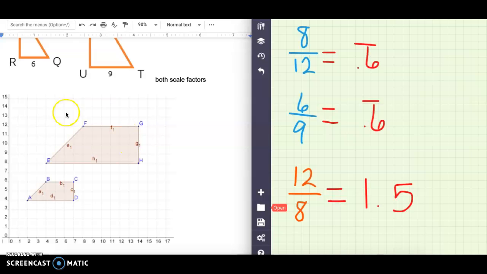So take a look at these two shapes. You want to count the squares. So count the squares from F to G and count the squares from B to C. And on your Edpuzzle, click where the two appropriate scale factors are for these trapezoids.